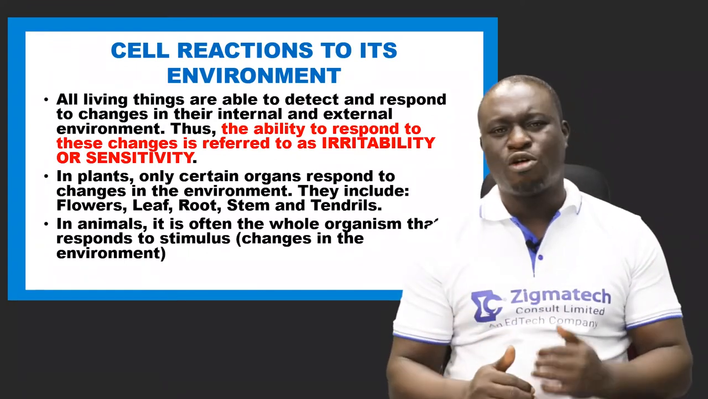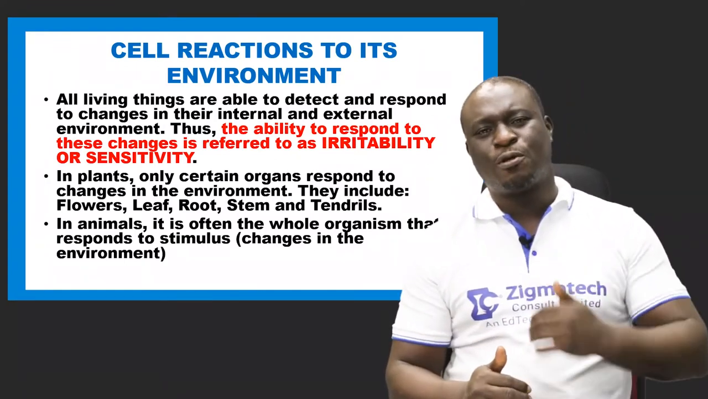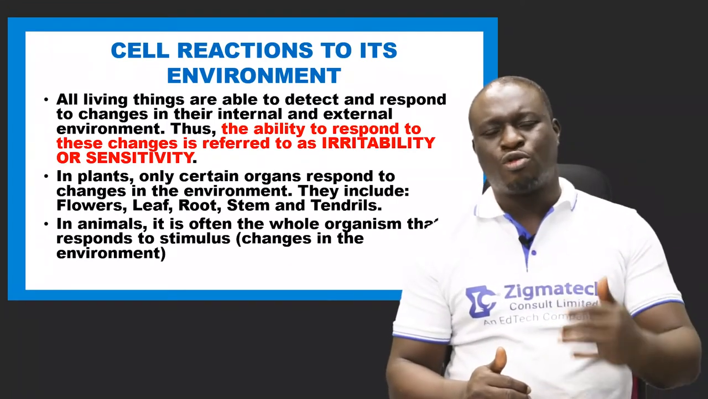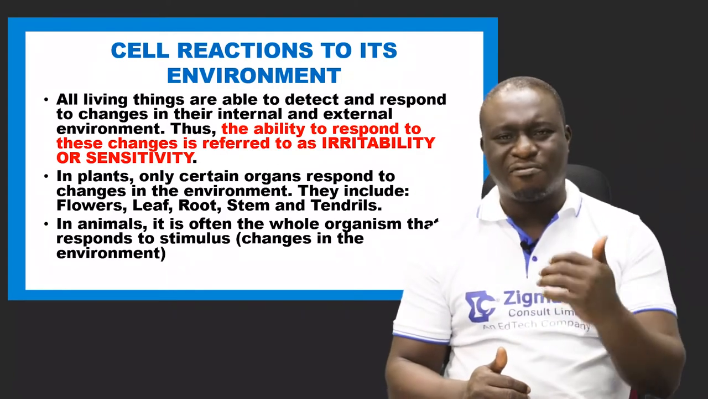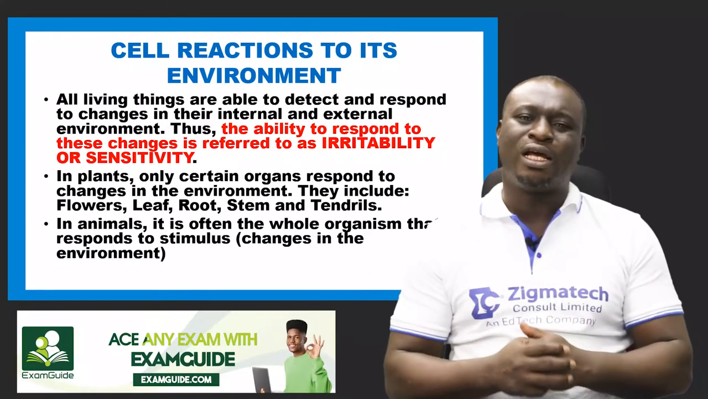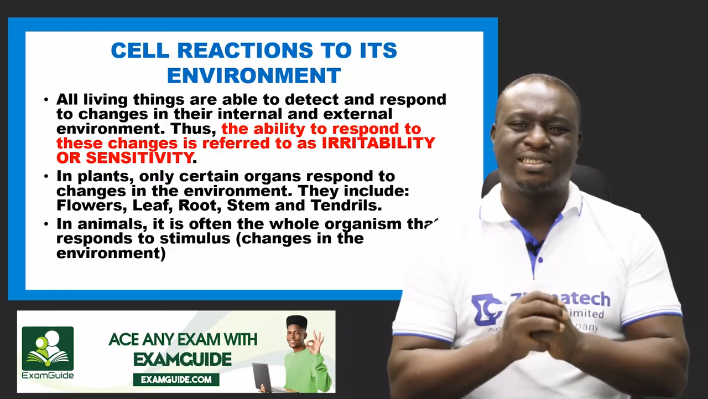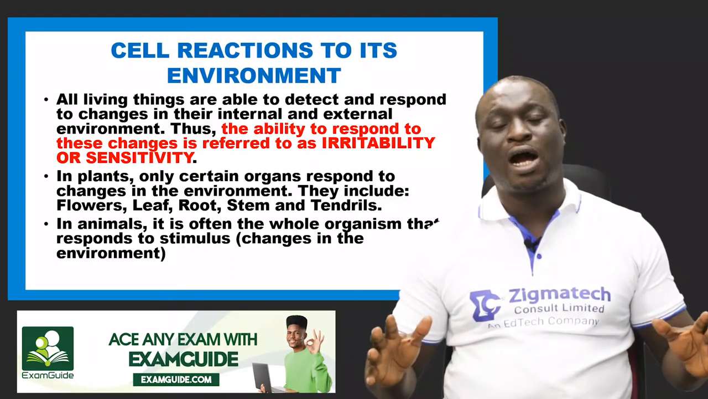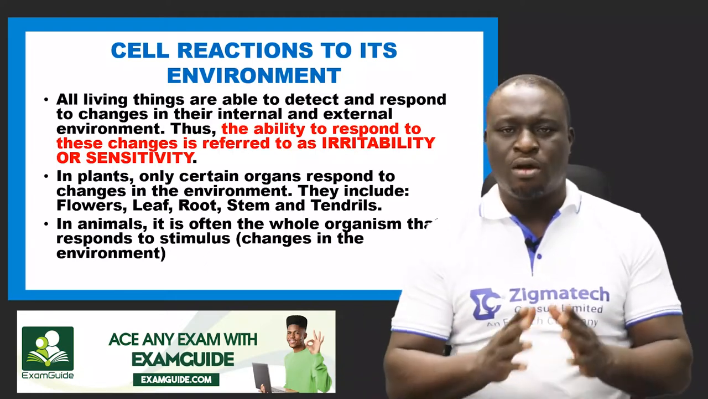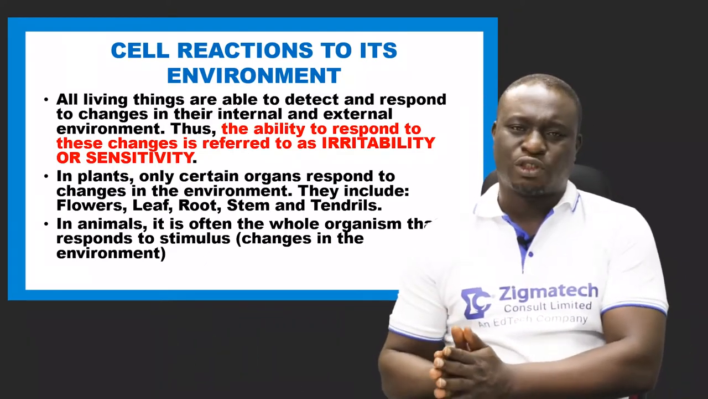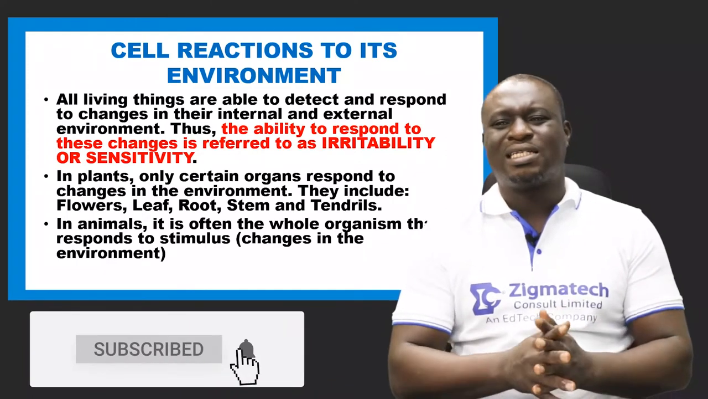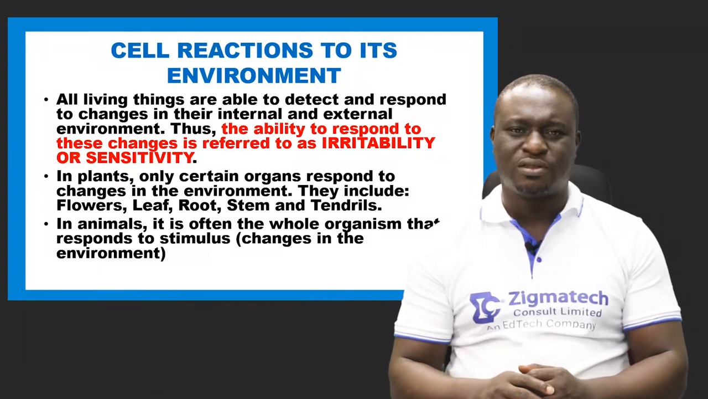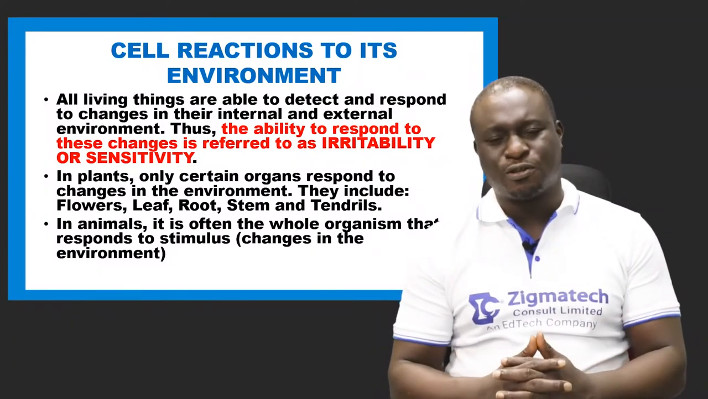So the ability of living organisms to respond to stimulus, or to changes in the environment, is what we call irritability or sensitivity. Now, like I said, it has to do with all living things, both plants and animals. In animals, it takes the whole body of the organism to respond to changes.